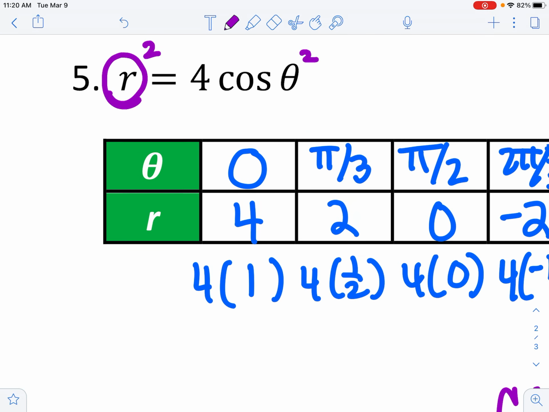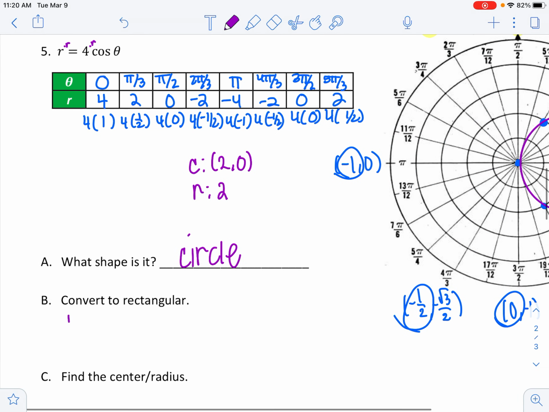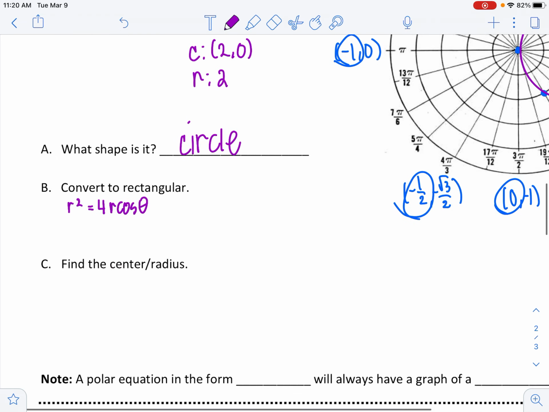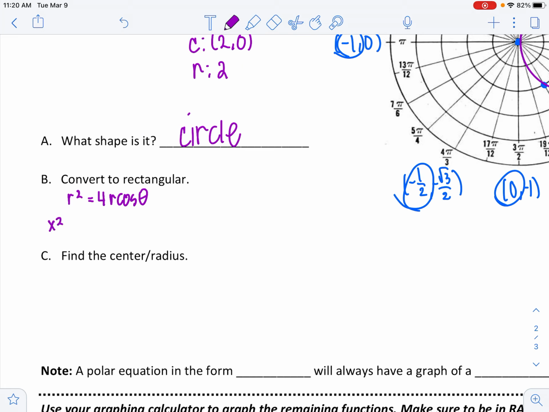So I need to get rid of this r, so that means I'm going to have to square it. But should I square this side? No, because then I get something I don't even know what that is. Instead, I'm going to multiply by r, multiply by r. So I get r squared equals 4 r cosine theta. I'm going to erase those up there. All right, now I'm going to replace. What can I replace r squared with? x squared plus y squared equals 4. What can I replace r cosine of theta with? x. And now it's in rectangular form.